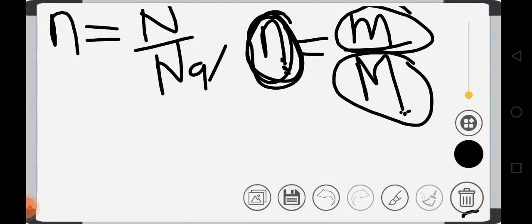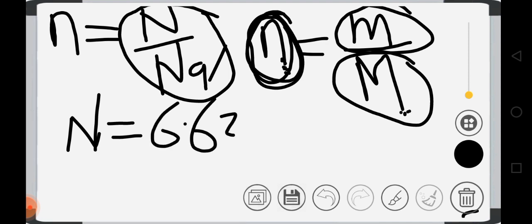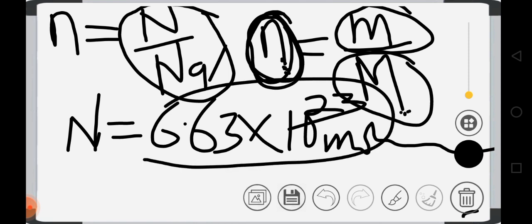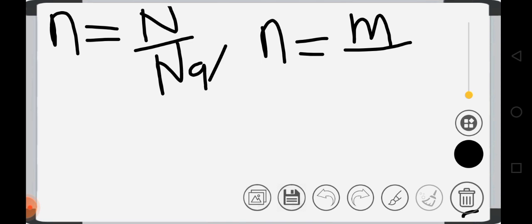So record that this formula does exist, and we're given the number of particles to be 6.63 times 10 to the power 23 molecules. Remember that. So we are going to use this to get the number of moles that are there, the amount of substance present. Let's quickly do that to see what we're going to have.